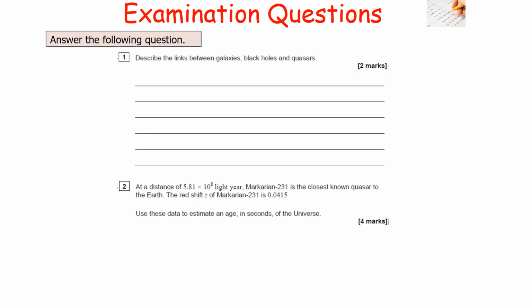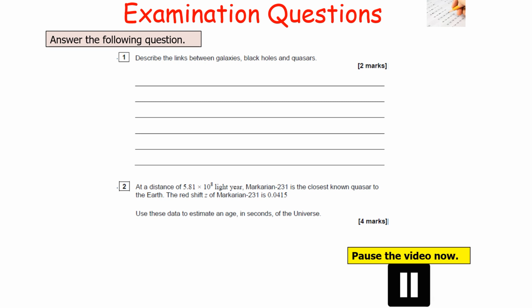The next question says, describe the links between galaxies, black holes and quasars, and at a distance of 5.81 times 10 to the 8 light years, Markarian 231 is the closest known quasar to the Earth. The redshift of Markarian 231 is 0.0415. Use these data to estimate an age in seconds of the universe. So pause the video now, then unpause the video when you want to go through your answer.